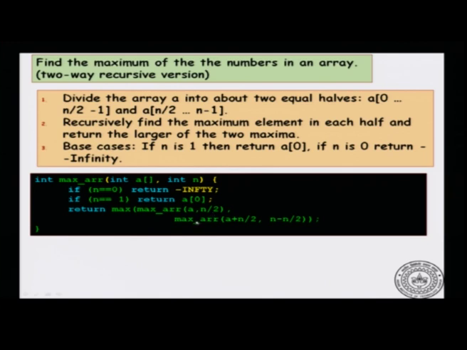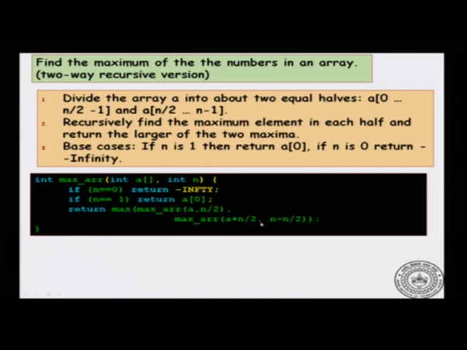Then we need to compute the maximum of the right half. How do we find the right half? We need to skip n upon 2 elements which went to the left half to get to the first index in the right half. So, we do that by saying a plus n upon 2. If a is the address of the first location of the whole array, then a plus n upon 2 is going to be the first address of the first location of the right half.